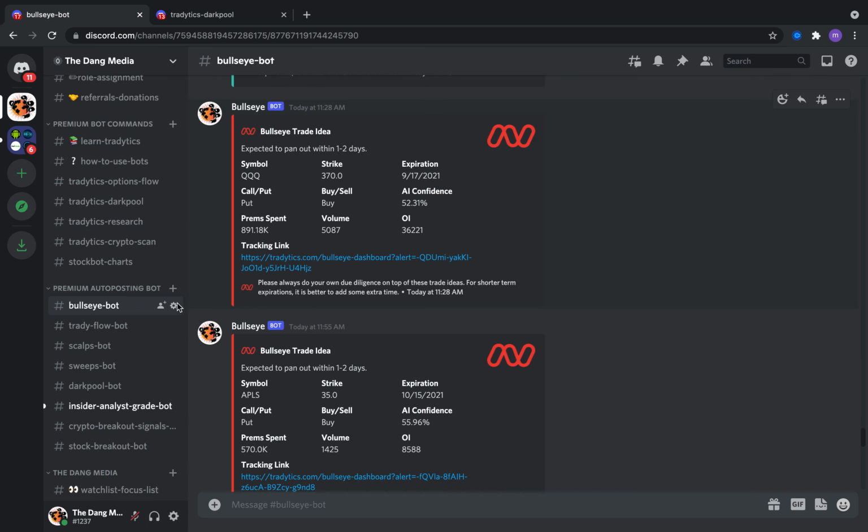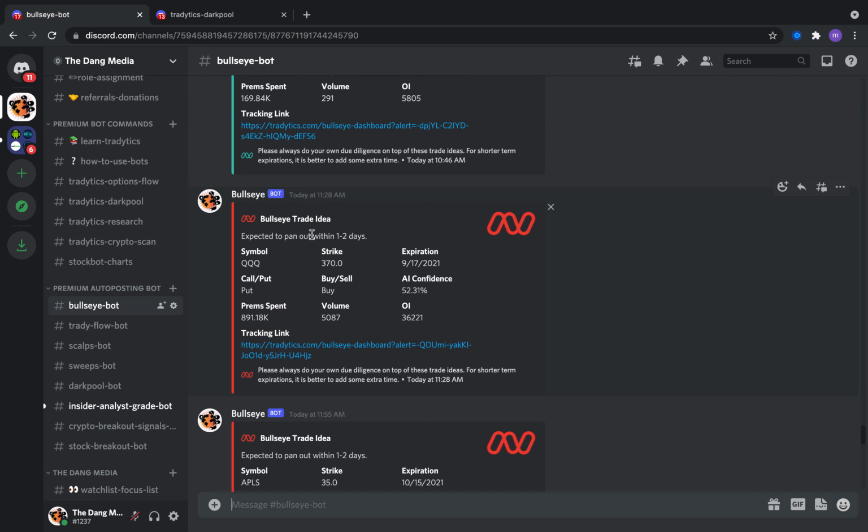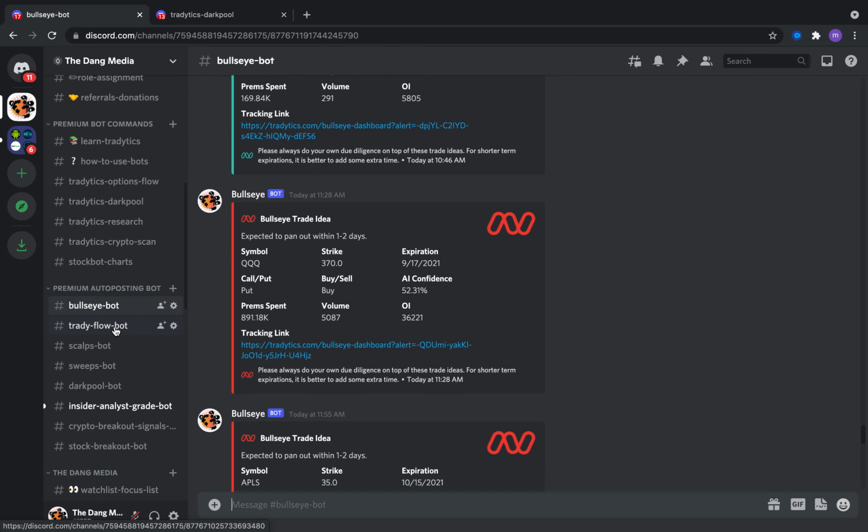Starting at the top, this is the Bullseye bot. These send out trade ideas. When you're taking this, you want to make sure that, one, you're doing your own research. You're not blindly taking the trade just because the bot alerts it. Tradytics, I believe it was an 80% win rate with either the Bullseye bot or the Trady Flow. I'll double check with Tradytics, but they do have a good win rate, but you still don't want to go in blindly.